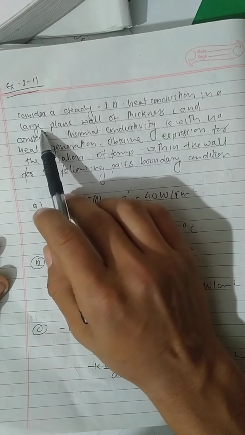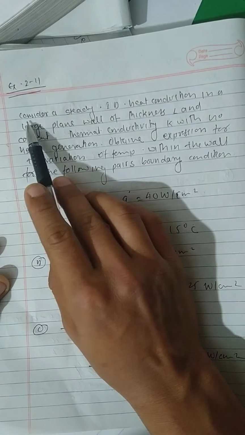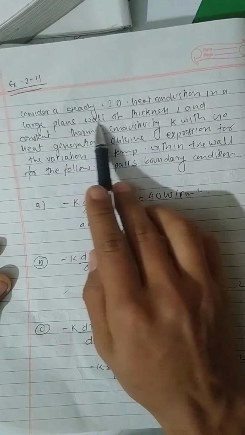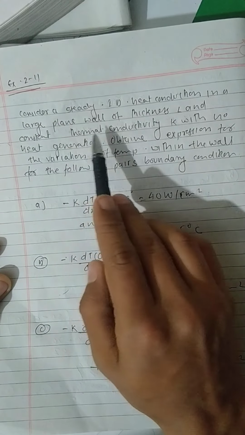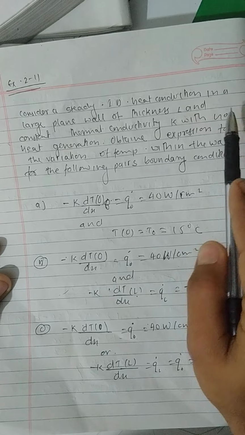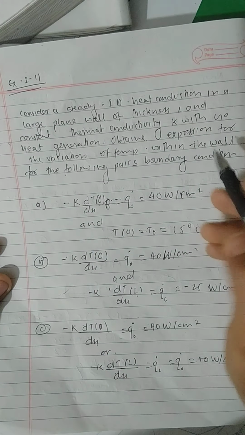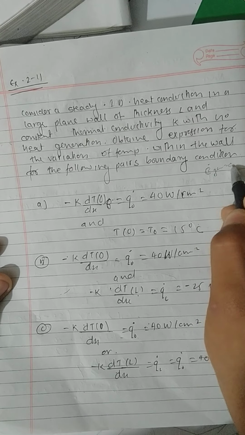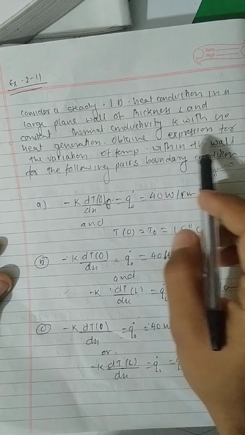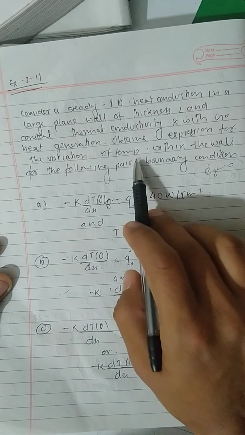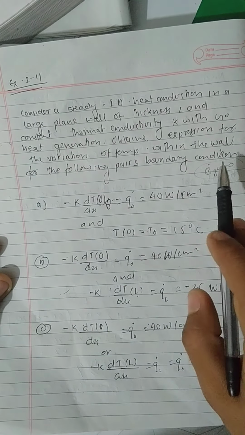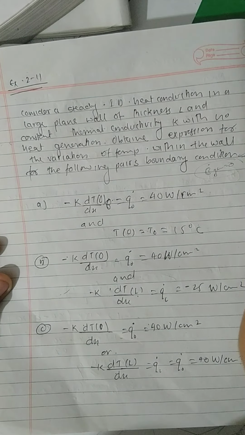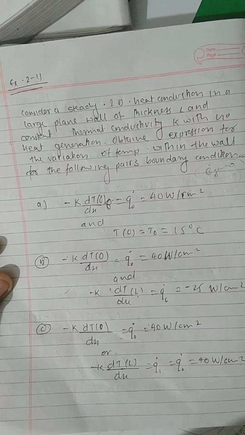Here I have written a problem. Consider steady one-dimensional heat conduction in a large plane wall of thickness L and constant thermal conductivity k with no heat generation. That is, E generation is 0. Obtain an expression for the variation of temperature within the wall for the following pair of boundary conditions. For the boundaries, I have given the boundary conditions.